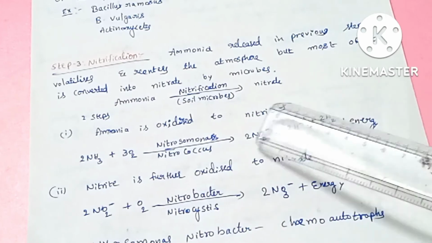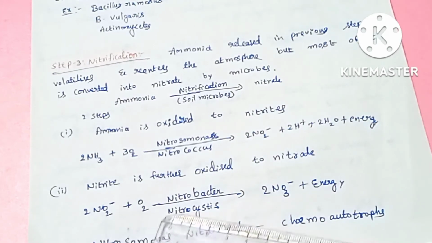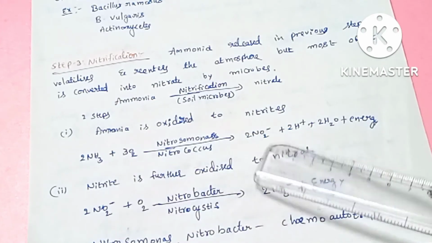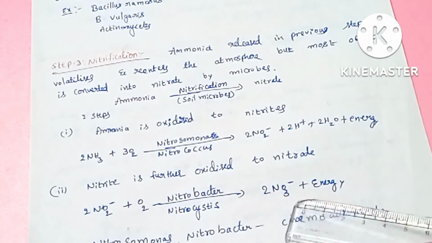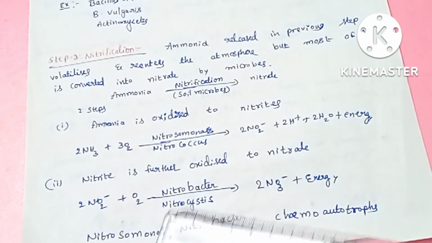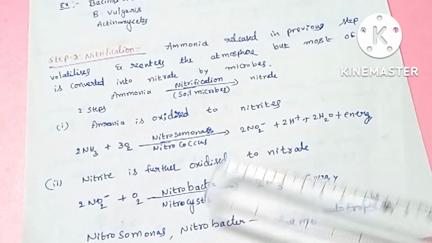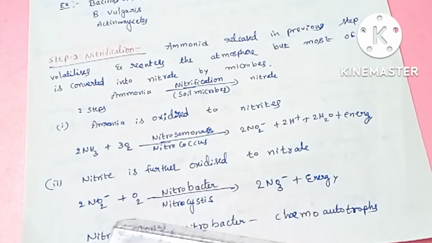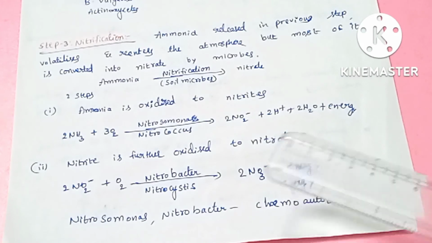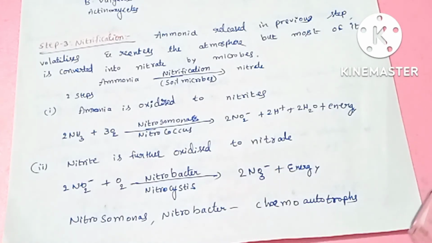And in the second step, this nitrite is again oxidized and converted into nitrate. First, ammonia is converted into nitrite. Next step, nitrite is converted into nitrate. And here, these two are the oxidation processes. And here, what are the bacteria? Nitrobacter, Nitrocystis. We need to remember Nitrobacter, Nitrocystis. They convert the nitrite to nitrate. Here also some amount of energy is released. Nitrosomonas, Nitrobacter, Nitrococcus, all these are chemoautotrophs. Chemoautotrophs means they use chemicals as the energy source.